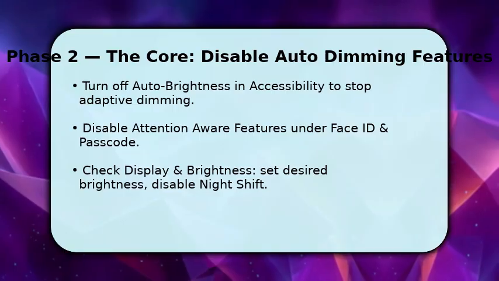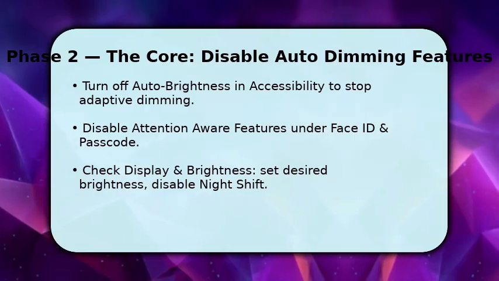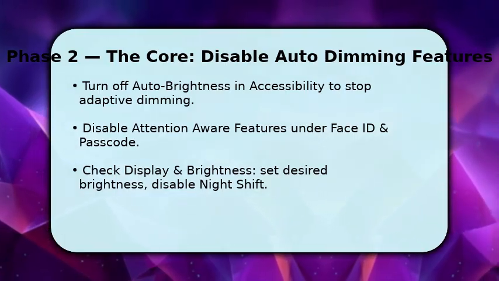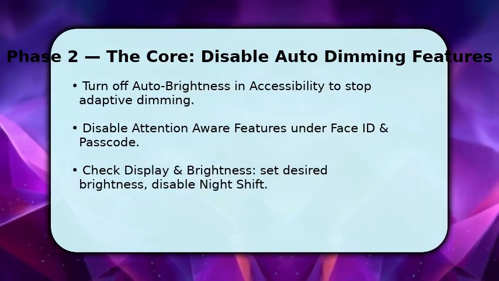Then return to Display and Brightness, set your preferred brightness manually, and disable Night Shift or reduce white point if they alter perceived brightness. These steps stop automatic changes and give you control.